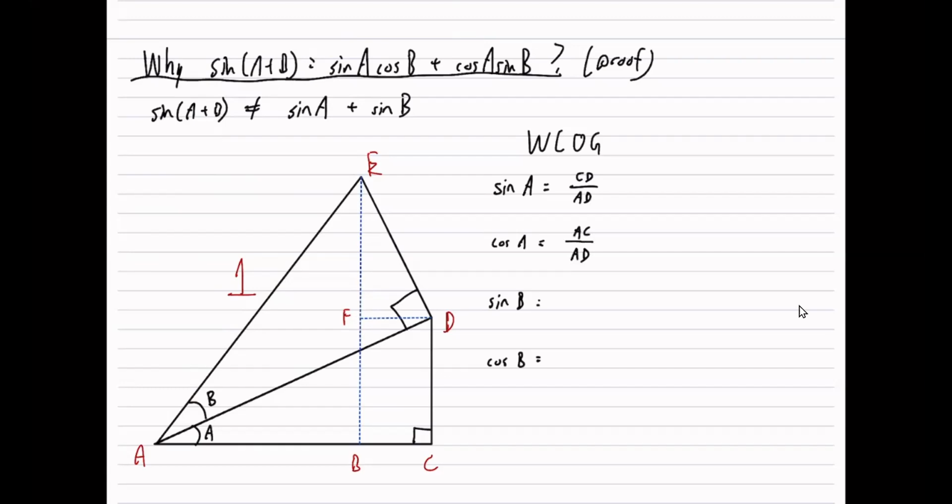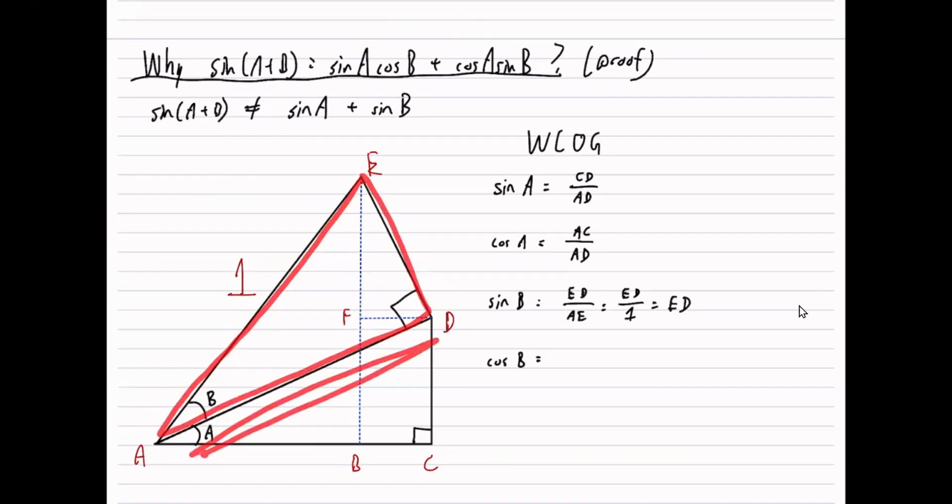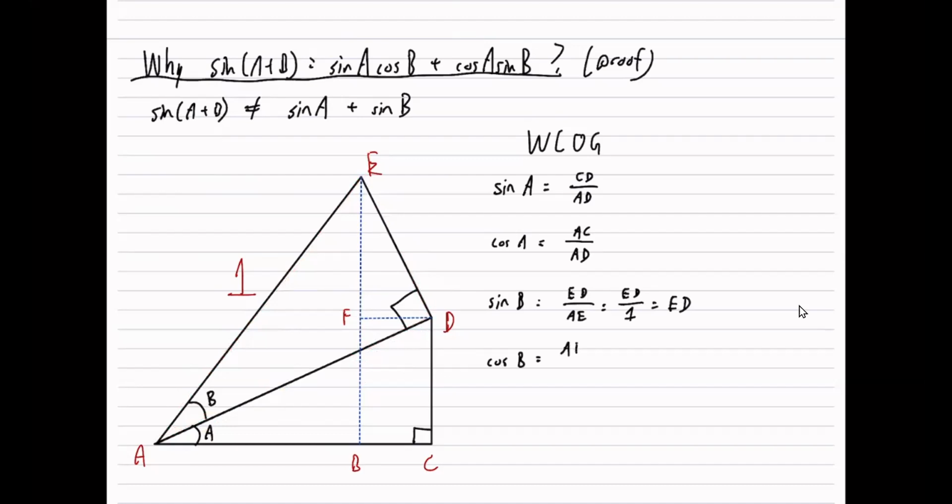How about sine B? Sine B will just be ED over AE. But AE is just 1, so ED over 1, which is just ED. How about cosine B? BD over 1? Wait, cosine B, I mean AD, right? Yeah, Jason? I mean AD. AD over 1, which is just AD.